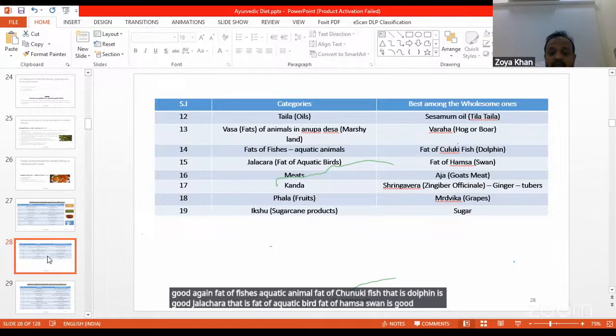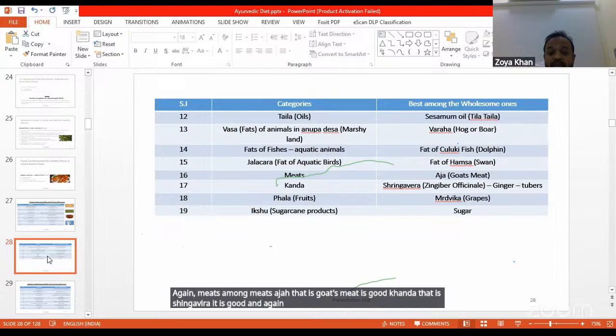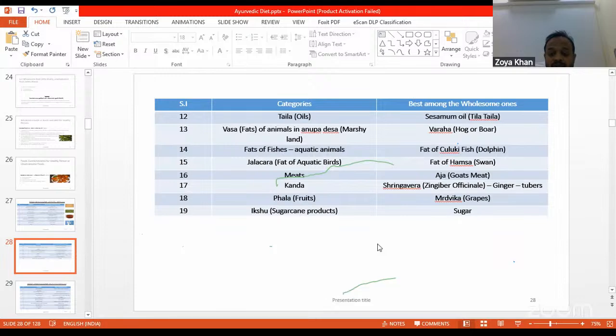Again, among meats, aja, that is goat's meat, is good. Kandha, that is shringavera, that is ginger, we say, the tubers of ginger, is good. And phala, grapes, it is good. Again, among ikshu, sugar is good.